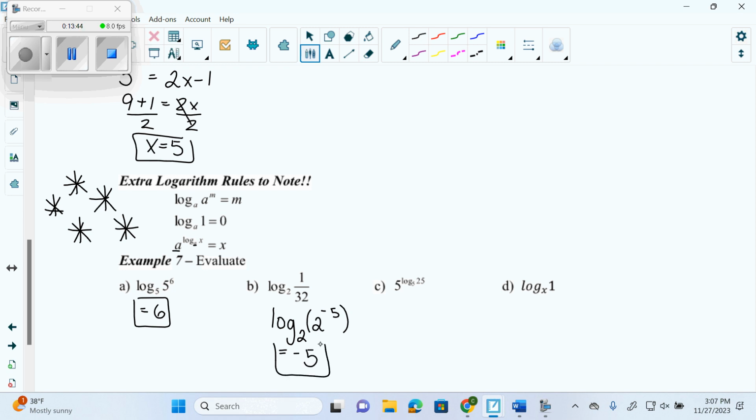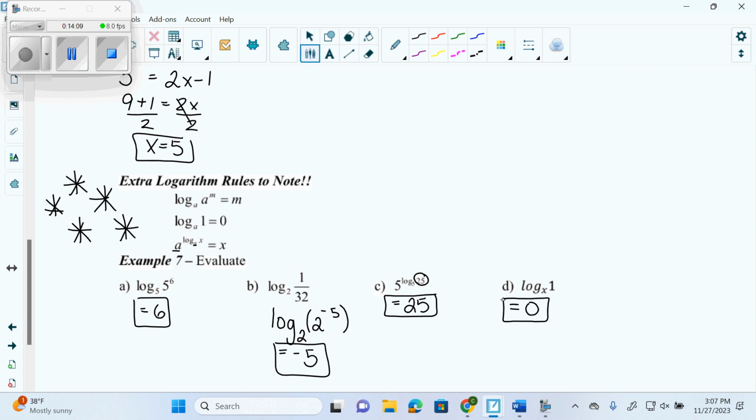What happens when I have this? 5 to the exponent log base 5 of 25. It's just 25. And then I box my answers because I'm proud of them. And then what about this one? Log base x of 1. It's 0 because x to what power is 1. So whenever you have that 1 beside your log, the answer is 0.